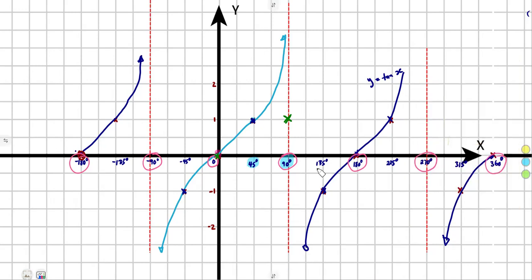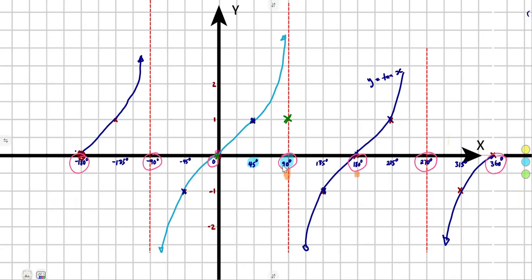So if we move on to the second point of our original graph, the second point of our original graph was at what? 90 degrees. Remember, it was 45, 90, 135. Our second point was at 90 degrees, where there is what? An asymptote. This is the second point of our original graph. The second point on our new graph is at 180. Remember, the spacing is now at 180.